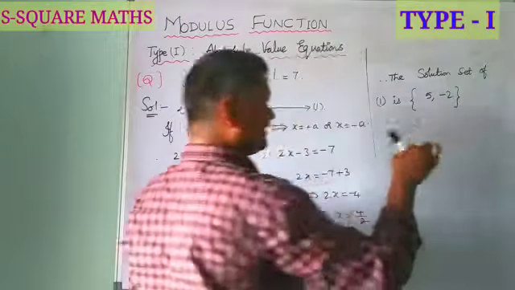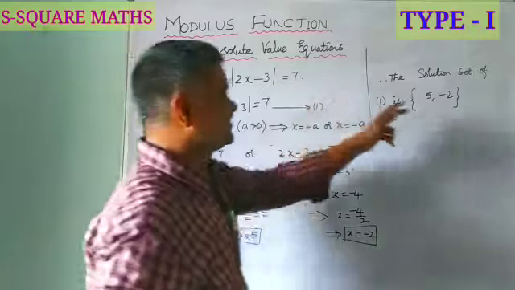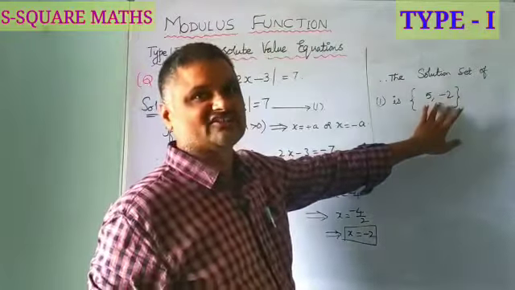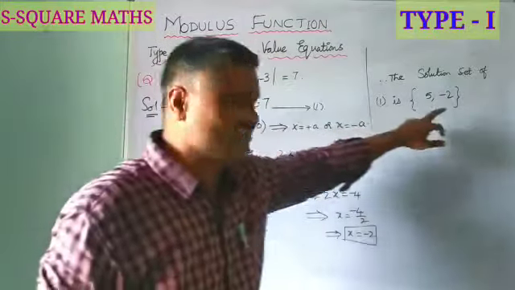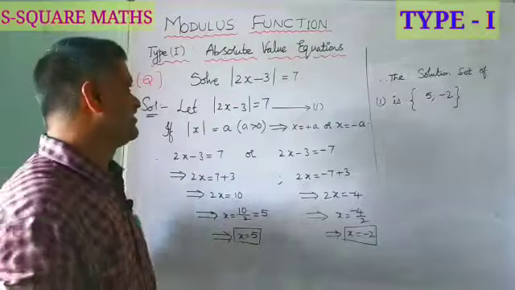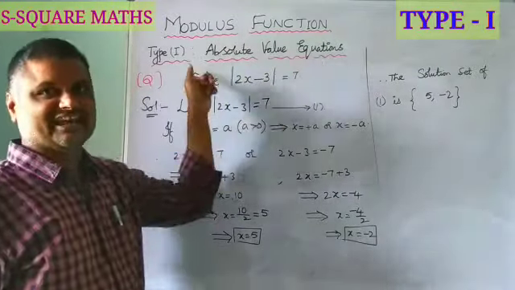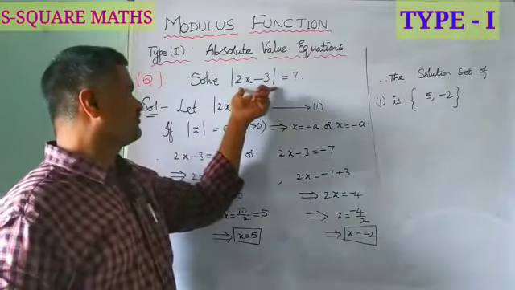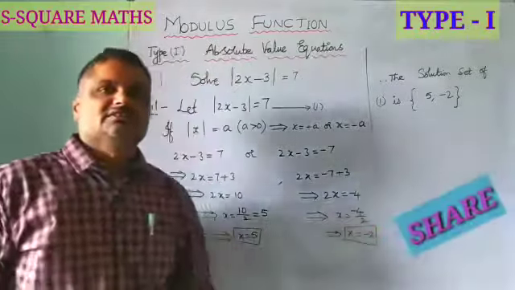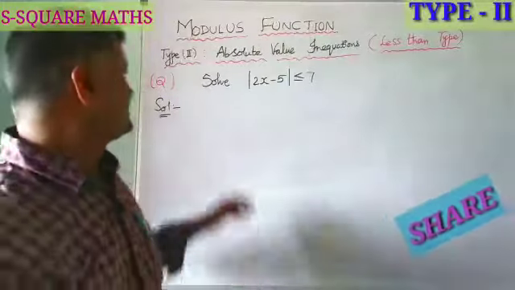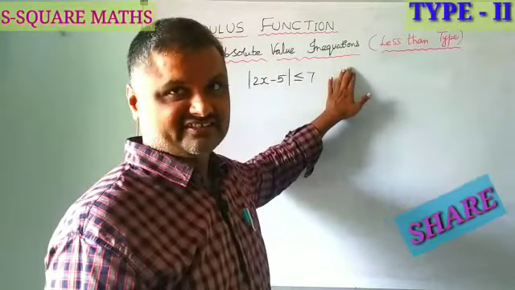So what is the internal meaning of this one? Nothing but for the given absolute value equation, the solution is 5 and minus 2. So 5 and minus 2 only will satisfy the given absolute value equation. Other than 5 and minus 2 it does not satisfy. So in this way we can solve the absolute value equations. This is type 1. So therefore the solution of modulus of 2x minus 3 is equal to 7 is 5 and minus 2.